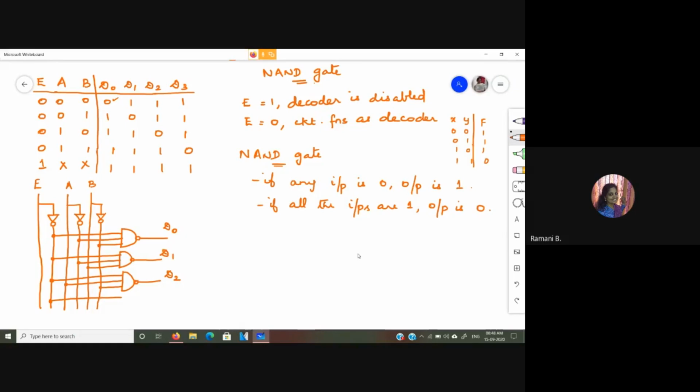And the last case is E bar, A and B. So this is D3. So this is the diagram for 2 to 4. Sometimes they denote this as 2 to 4 line decoder with enable input using NAND gates.